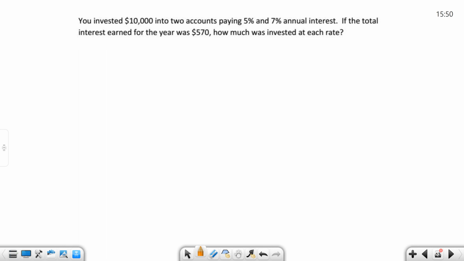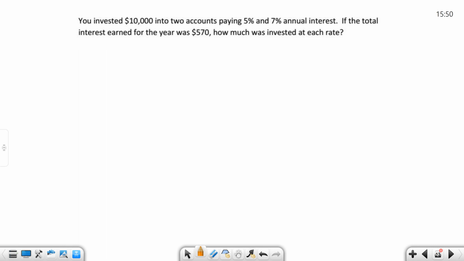This is a classic problem in math where they say, hey, guess what? You have some money and you invested some of it at 5% and some of it at 7% annual interest, and you know you earned $570. How much did you invest in both accounts or in each account? So the deal here is this is simple interest, simple annual interest. Simple interest, not really around much anymore. I mean, it's usually some sort of compound interest, but just for the sake of solving a problem and using something, this is how we do it here.